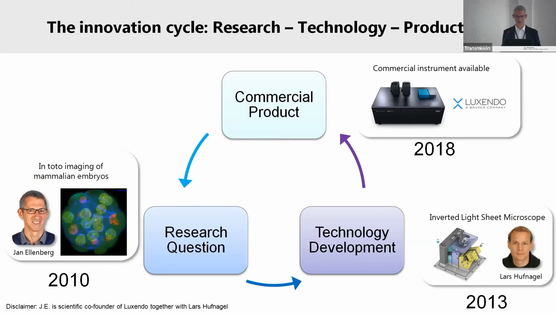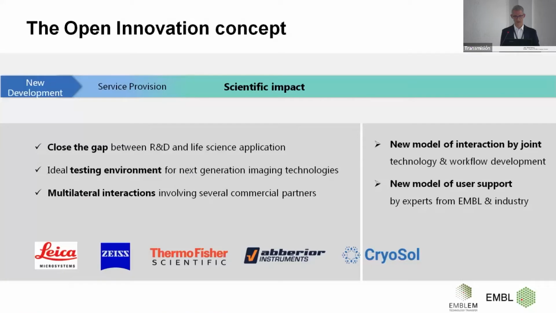And just to illustrate what can happen, here is an example of my own work, where I think this innovation cycle worked relatively quickly. We had a science project in my lab in 2010. My colleague Lars Hufnagel with us built a new microscope to support it in 2013. And there was a commercial product after 5 years on the market. So that's pretty quick. But still in this 5-year gap, you could have done a lot of research with this technology already before there was a commercial product. So how do we go to something that works more fluently?